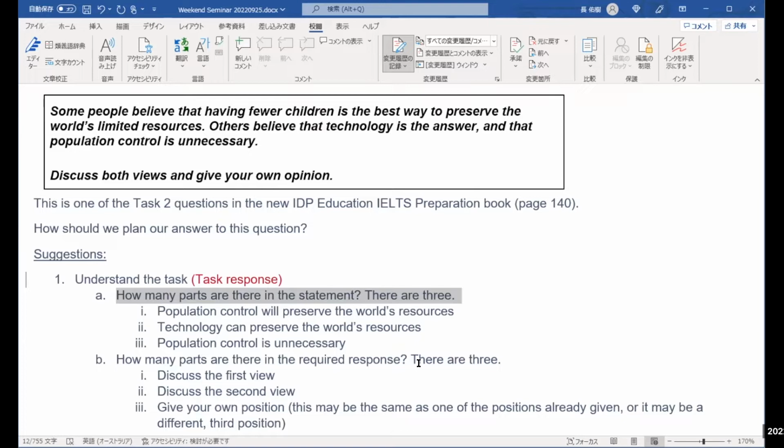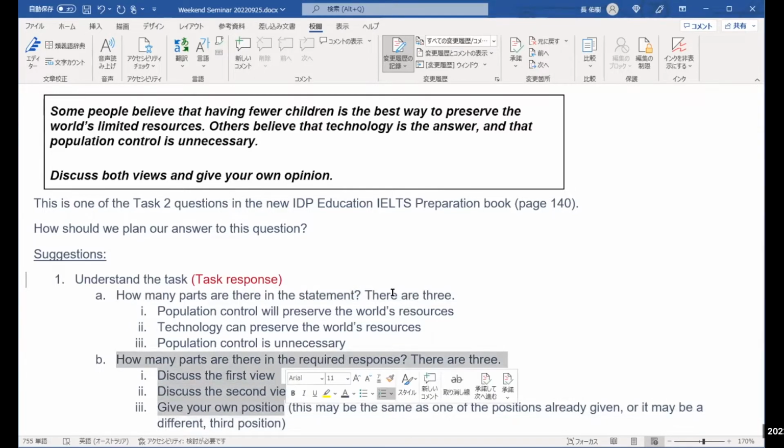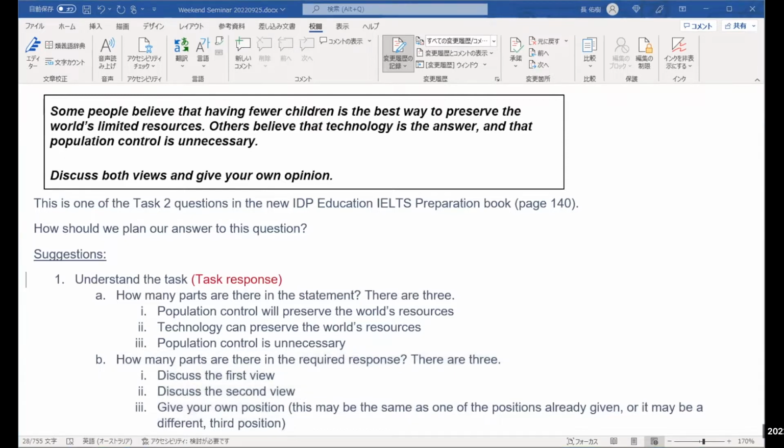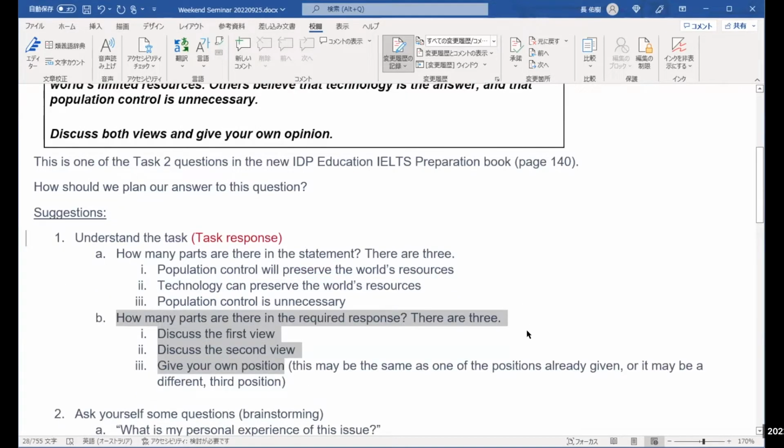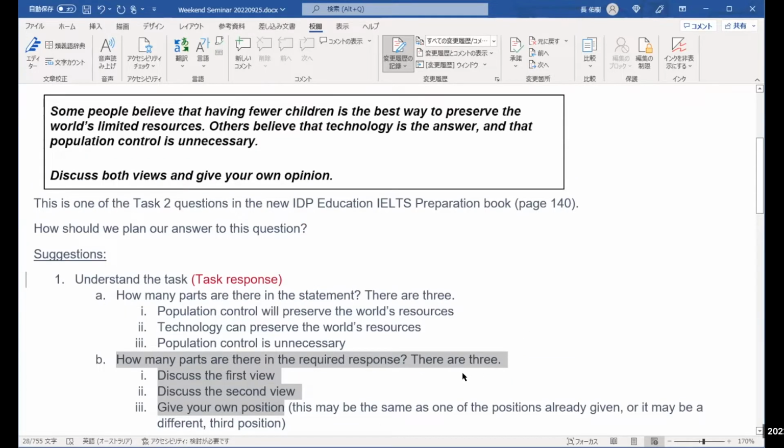And then we ask ourselves, okay, how many things am I asked to say? What is the response? And of course, you must discuss the first view. Then you must discuss the second view, that population control is not important and that technology will solve the problem. And then you have to give your own opinion. Now, this opinion could be one of the previous two opinions, or it could be a quite different opinion. You might say, for example, that it's not technology and it's not population control. It's simply making people wealthier. And wealthy people don't have as many children and they use their resources more sensibly, or they conserve resources or something like that. So that's okay. If you have a completely different view, then express it, but please support it with some evidence.